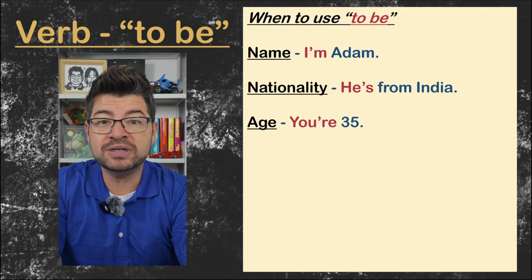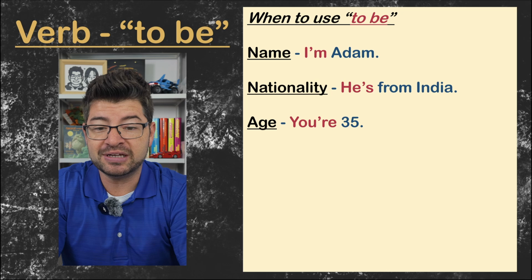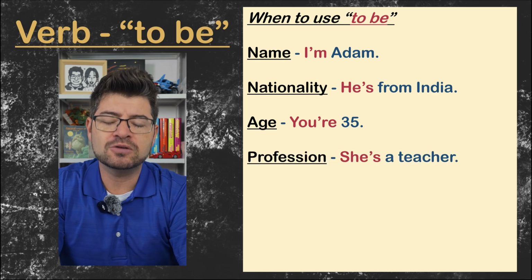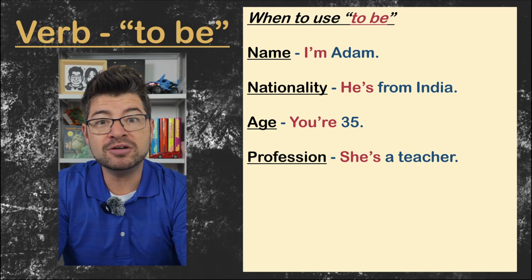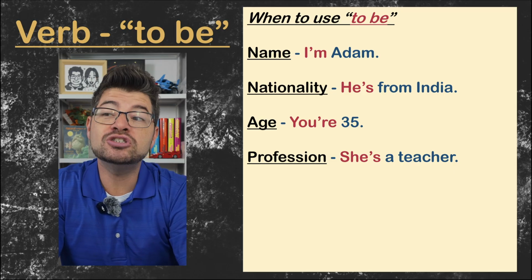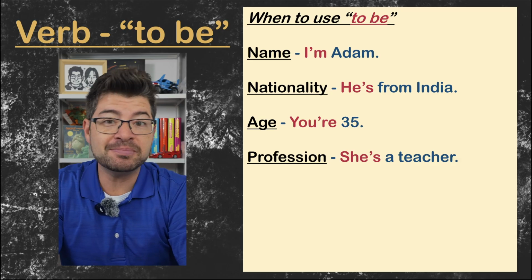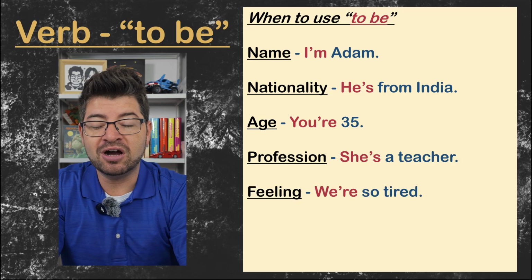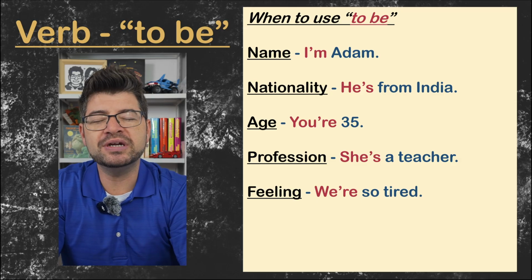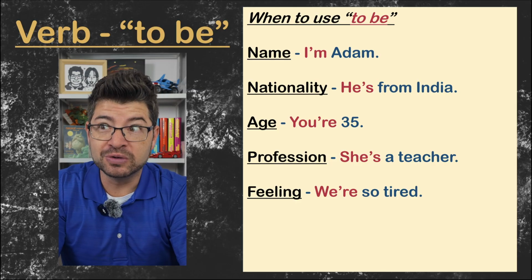You can also use it when telling your age. I'm 37, I'm 23. Or here our example says, you're 35. You can also use it when you're talking about your profession or what you do for work. She's a teacher. I'm a doctor. He's a pilot. You can also use it for how you're feeling. Like the example here says, we're so tired. I'm really hungry.